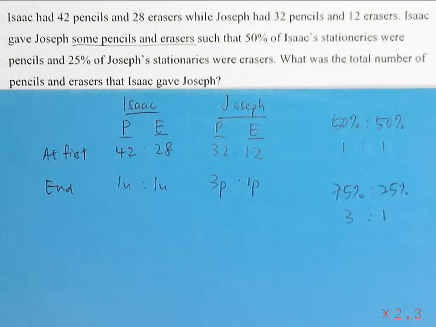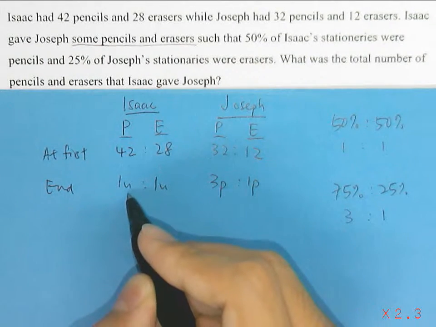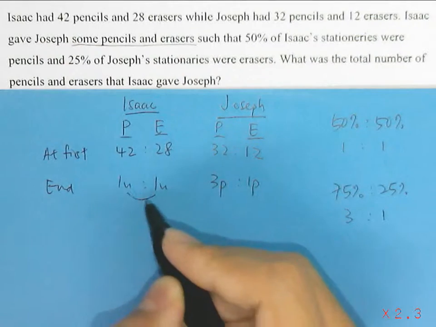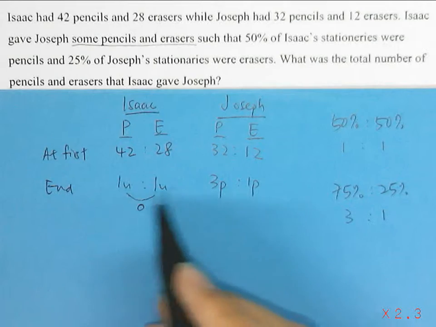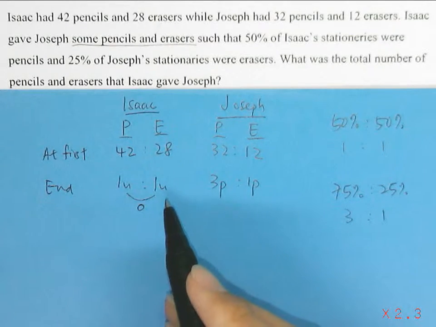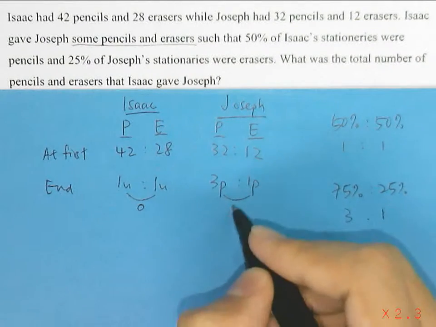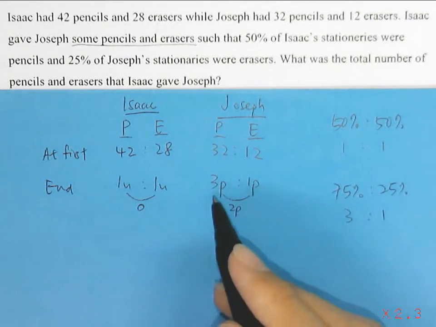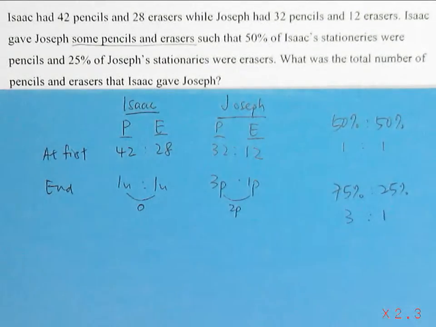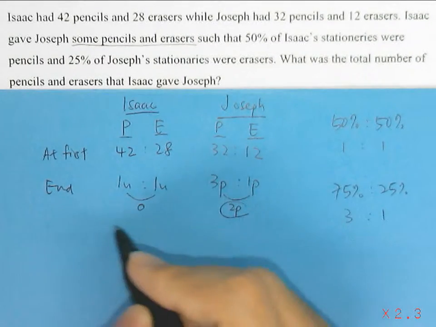So first, we want to compare the total difference in the number of pencils and erasers. If you look here, the difference in the number of pencils and erasers that Isaac has in the end is 0, since they are both 1 unit. There is no difference in the number of pencils and erasers which Isaac had in the end. Whereas for Joseph, the difference between 3 parts and 1 part will then be 2 parts. Okay, so this is the difference between the number of pencils and erasers which Joseph had in the end. Since Isaac had no difference, all the difference would then come from Joseph.